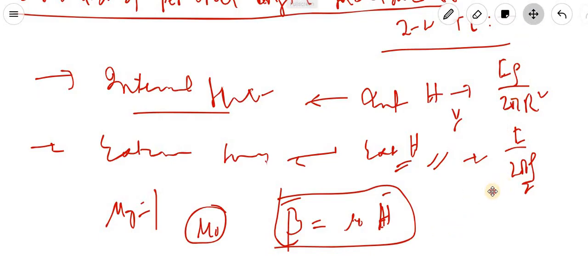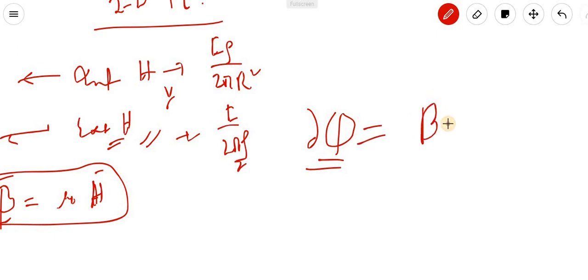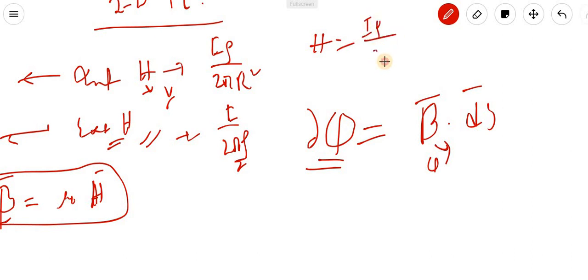Magnetic flux, what do we know? A small change of flux means the magnetic field intensity into ds. The magnetic field intensity is in the direction of phi. We know H was I rho over 2 pi r squared in the a phi direction.